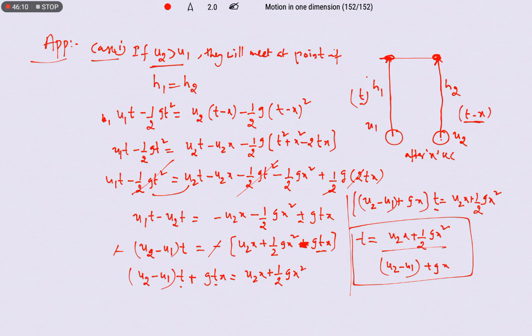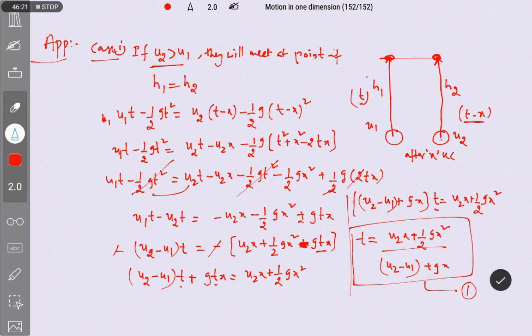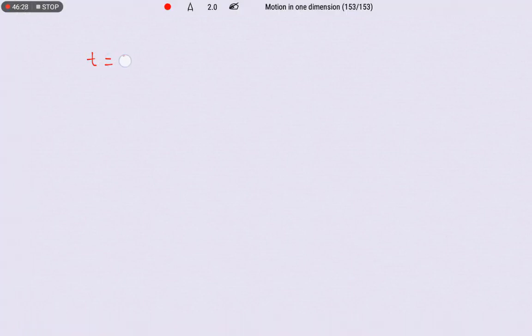Okay, right. So with the help of this final result, I am going to find out the time for the first body as well as the time for the second body. So what is the final expression here? The final expression we got is t is equal to u2x plus half gx square by u2 minus u1 plus gx.